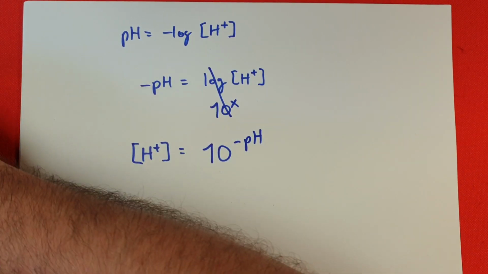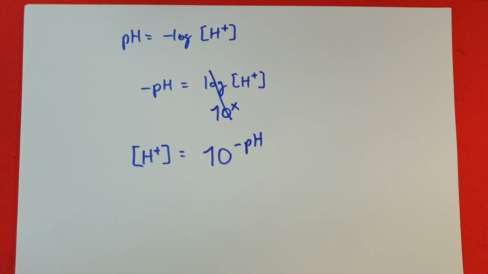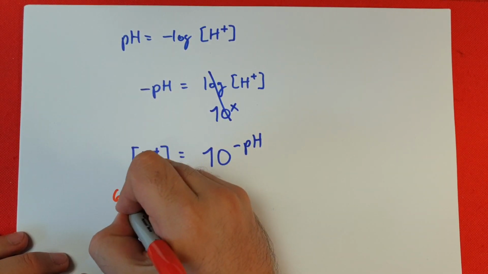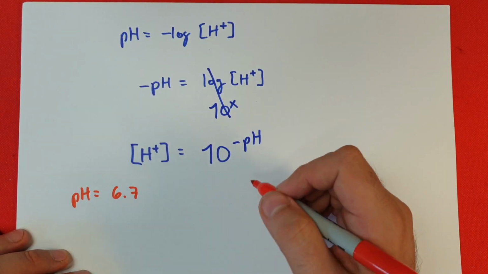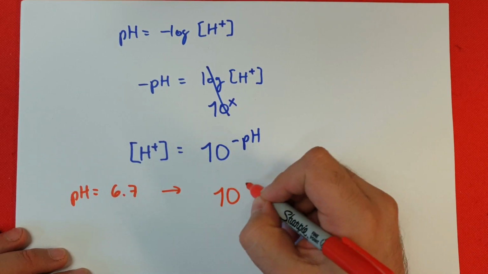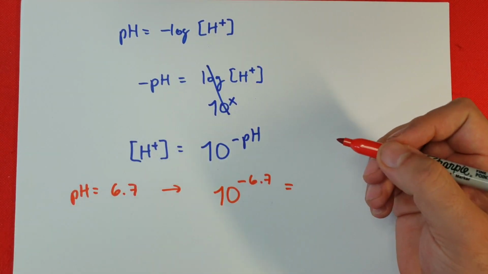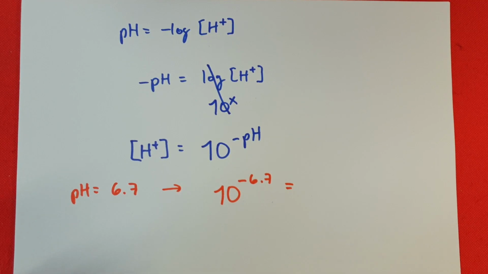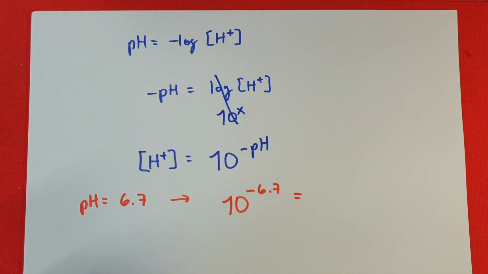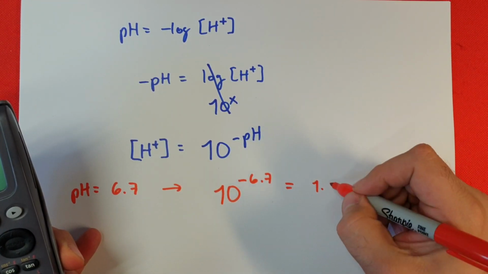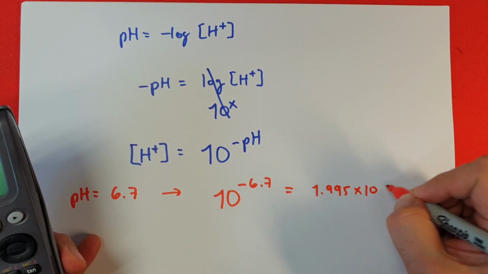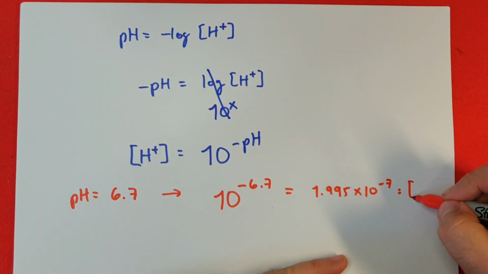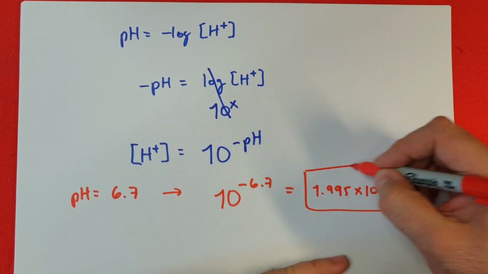In a sample problem, they might tell you, what is the hydrogen concentration of a solution with a pH of 6.7? So if our pH is 6.7, we plug it into the formula right here, and we're going to use our calculator, 10 to the negative 6.7, and this is going to give us the concentration of hydronium, and this gives us 1.995 times 10 to the negative 7, which is equal to the concentration of hydrogen in this specific solution.